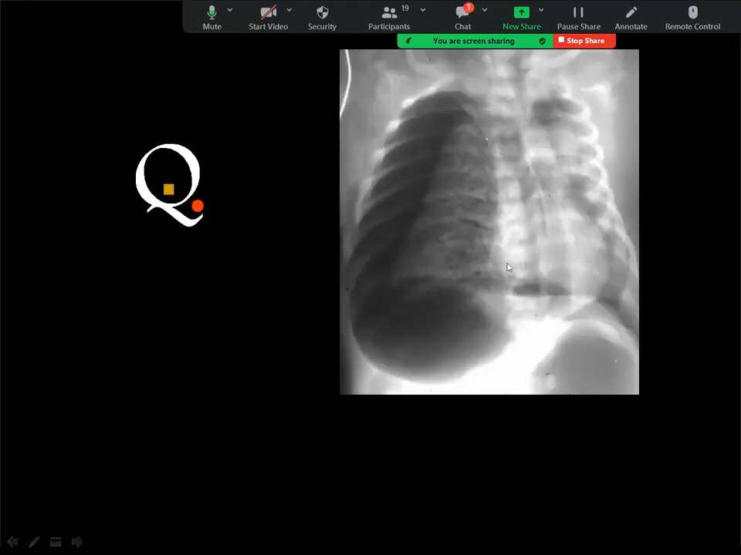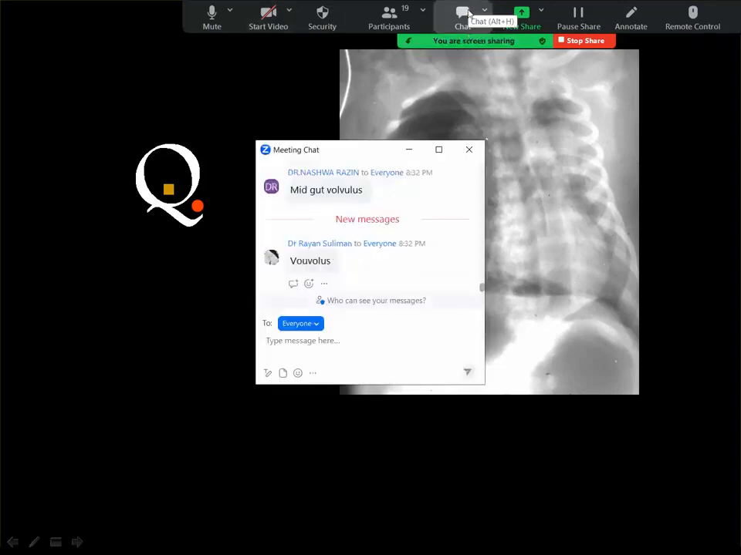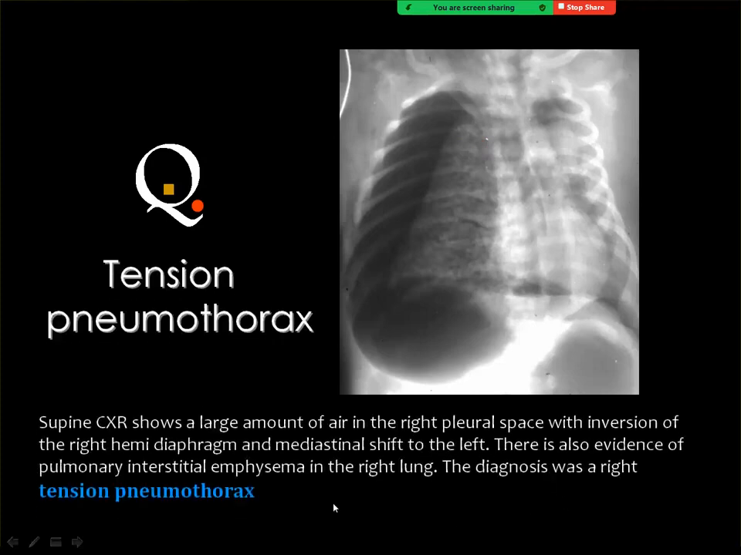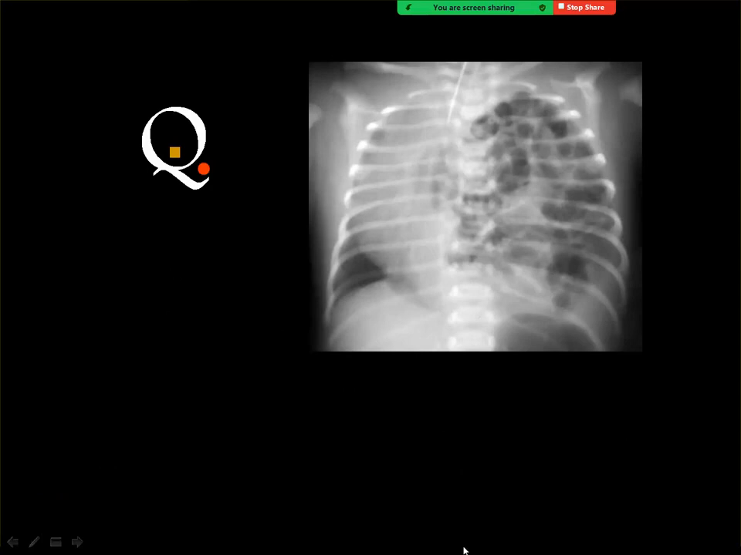Next case is a chest X-ray of a neonate also with marked respiratory distress. Yes, and this is tension pneumothorax, very good. You get marked accumulation of air in the right hemithorax with compression of the underlying lung, marked depression of the diaphragm, and the shift of the mediastinum to the opposite side. All these criteria are helpful to diagnose tension pneumothorax.